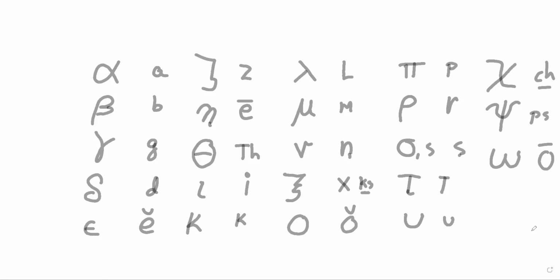iota, kappa, lambda, mu, nu, xi, omicron, pi, rho, sigma, tau, upsilon, phi, chi, psi, omega.